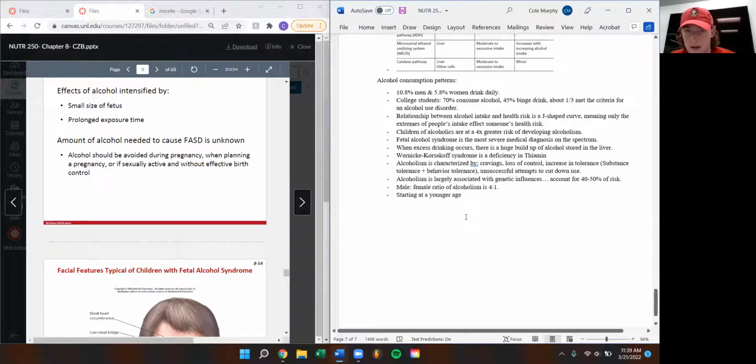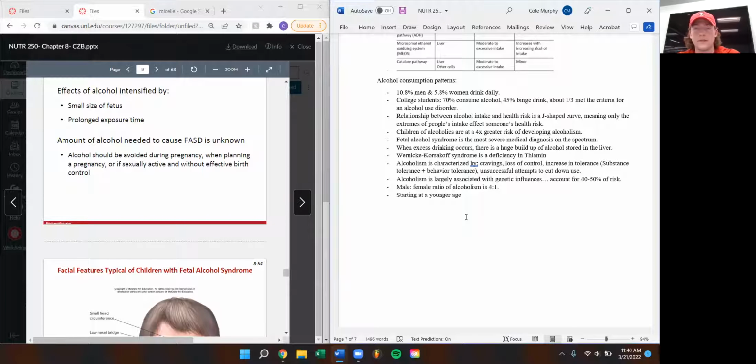Then looking at characteristics of alcoholism: cravings, loss of control, and increase in tolerance. So you have substance tolerance. If you start off drinking 3 beers and do that for a couple of days, it's not going to be enough to get you drunk, so you're going to up it to 4 or 5. That's substance tolerance.